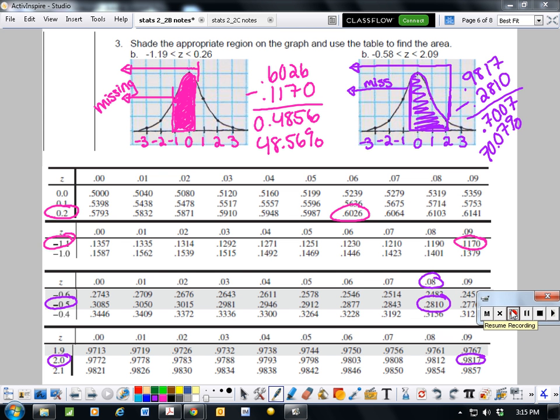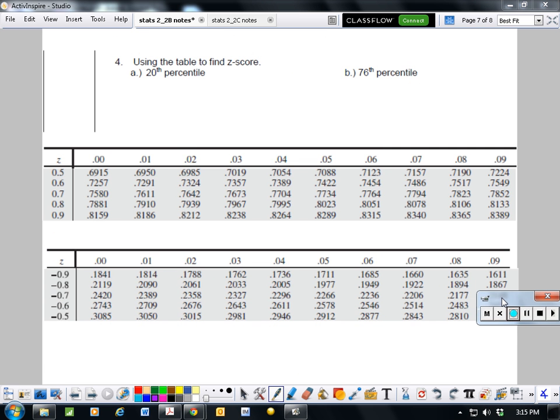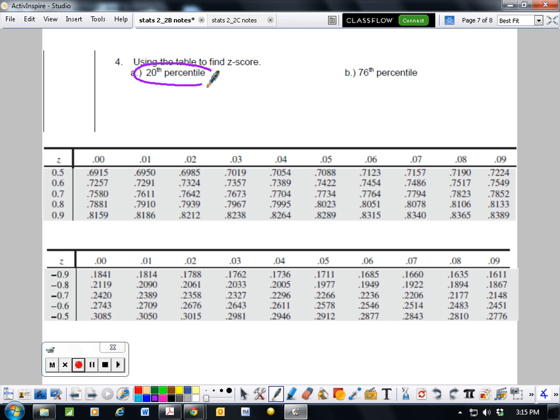Okay, so we're almost there. We've talked about the z-scores, finding the proportion or the percentage of values in those certain ranges. Now we're going to talk about working backwards. So let's go to the next page. And now we are using the table to find a z-score. So if I'm looking at my 20th percentile, this is 20% below. Well, 20% as a proportion is 0.20. So I'm going to look in the center part of my table and find that percentage. So 0.20.